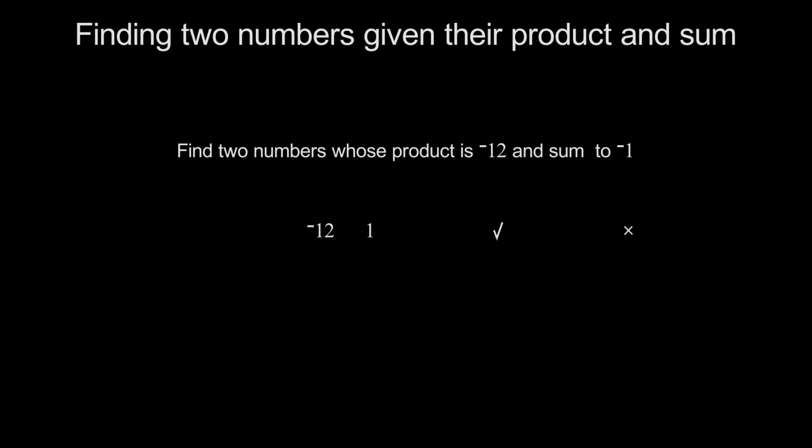2 is a factor of 12. Positive 2 and negative 6 multiply to negative 12, but they don't sum to negative 1. 3 is a factor of 12. Positive 3 and negative 4 multiply to negative 12, and they sum to negative 1. So we have found the required numbers negative 4 and positive 3.